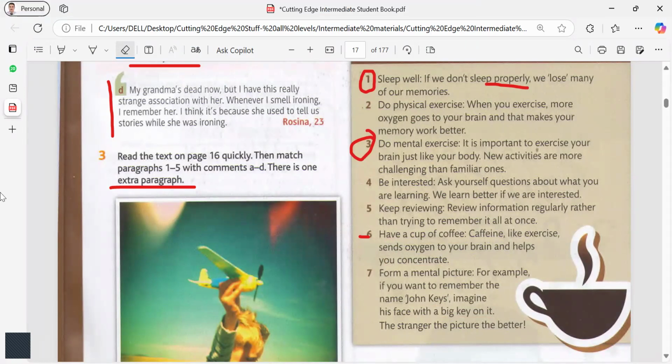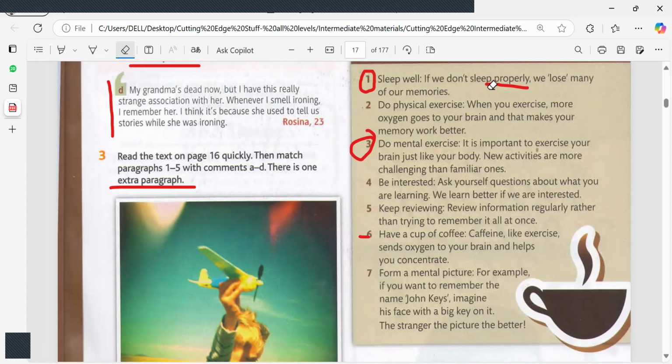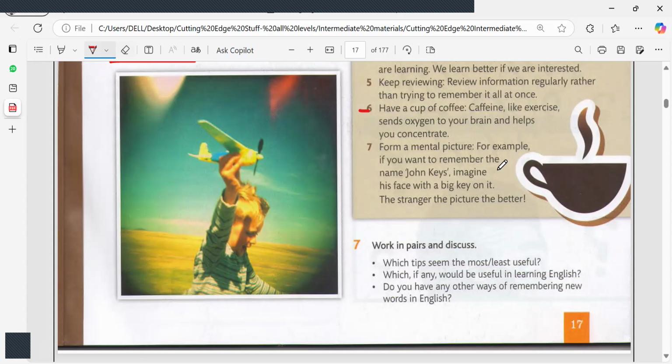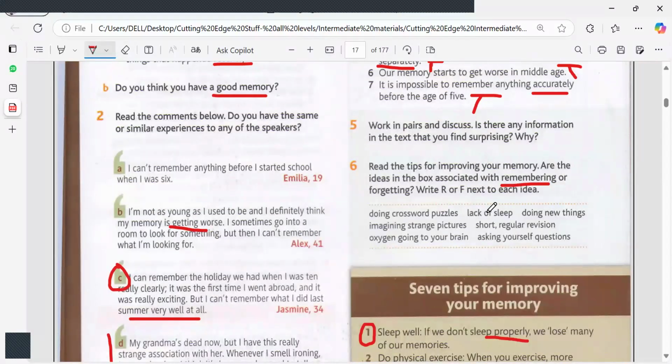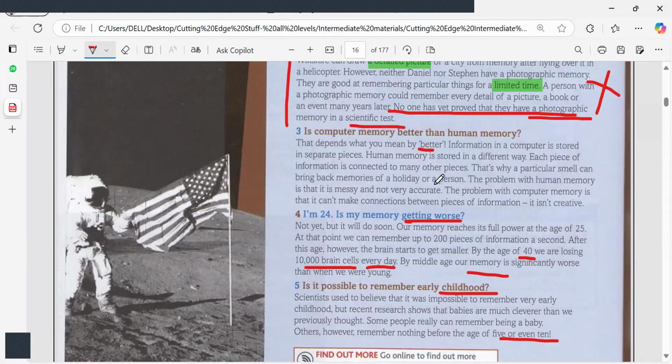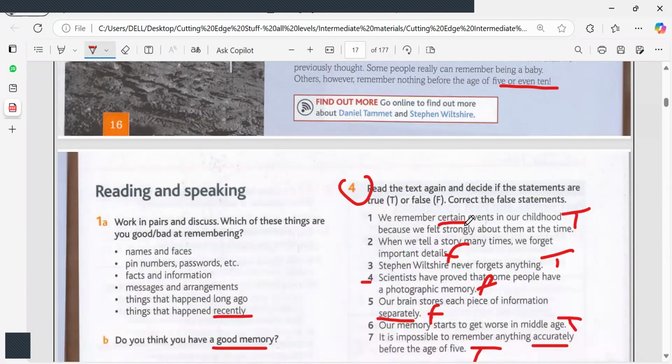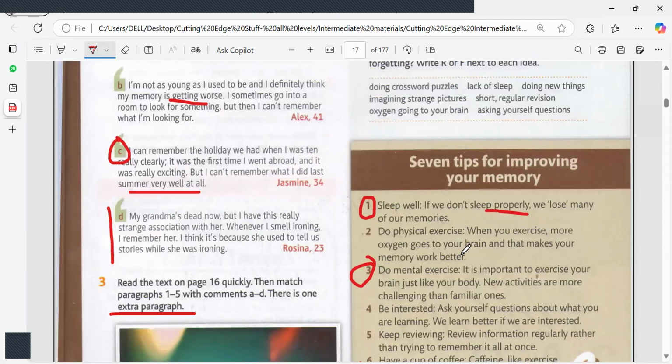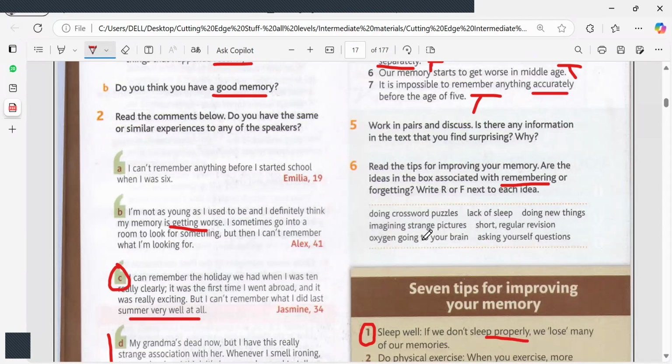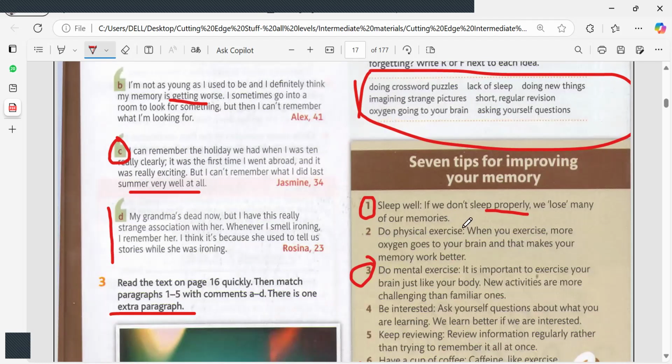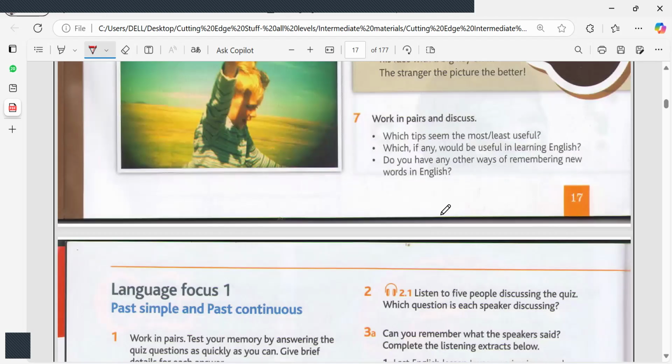Okay, so here are the 7 tips, the 7 pieces of advice that you need to follow to improve our memory. This is really useful. Please read about this again, how to improve our memory, how to keep it or have a strong memory. Please focus on the 7 steps and you can add more details. After reading and using all these activities, please try to write about memory. Are you good or bad at remembering things? And how to improve this. Inshallah, in our next class, we should start with grammar focus 1, past simple and past continuous.